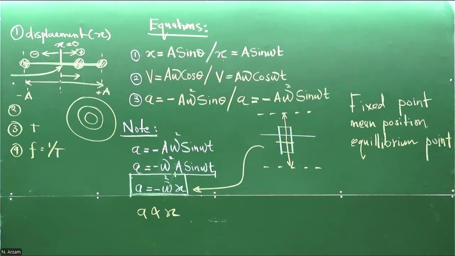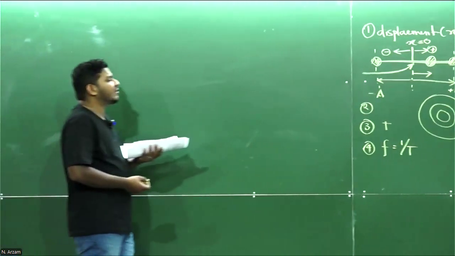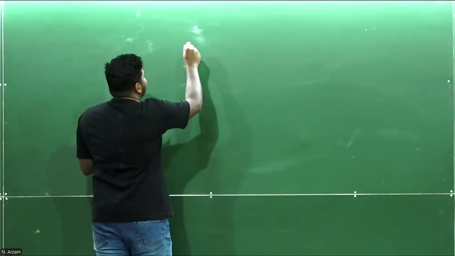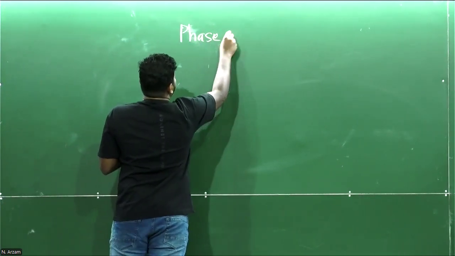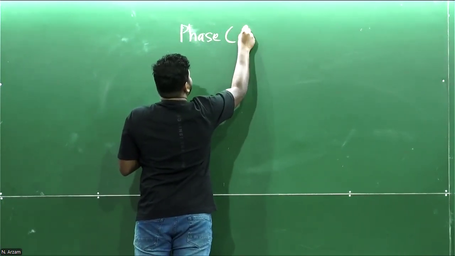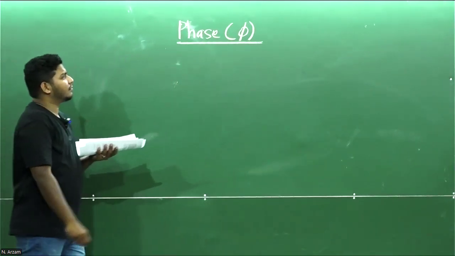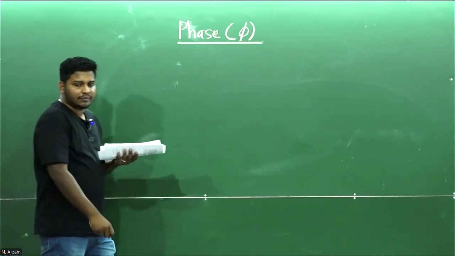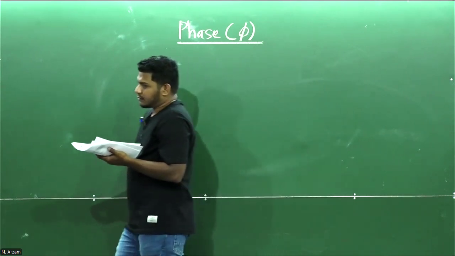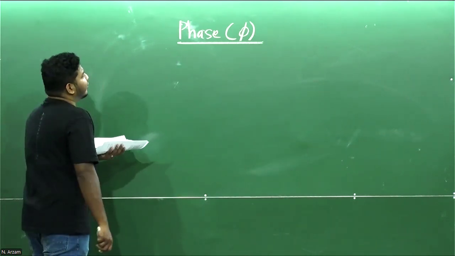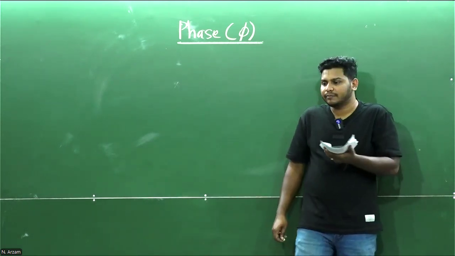So please put the heading in your exercise book. Phase. Phase 5. We are going to study the phase in simple harmonic motion.